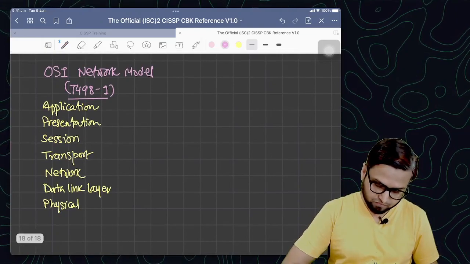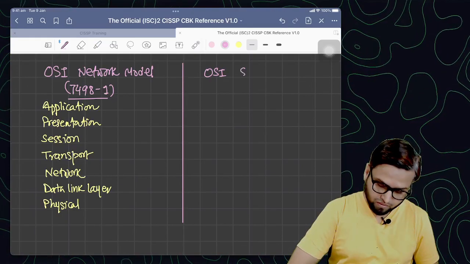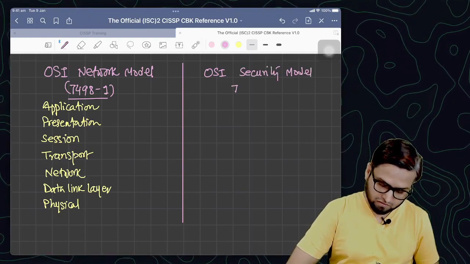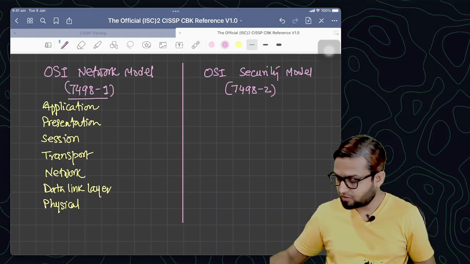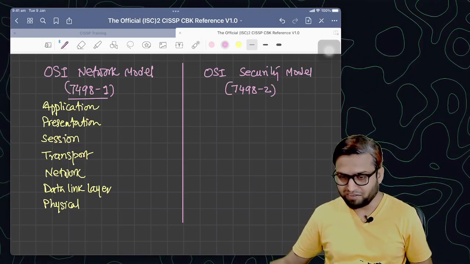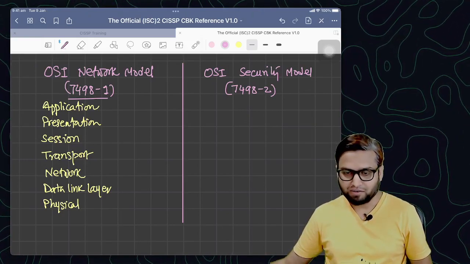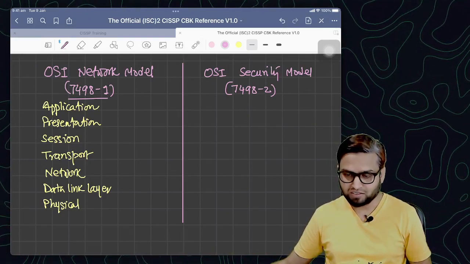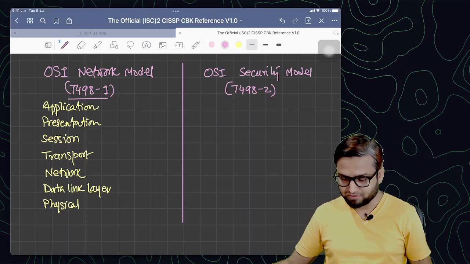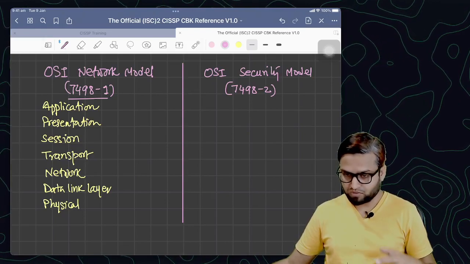Similarly, we have something which is called the OSI Security Model, and this is exactly the same number, 7498-2, right? This is something which is very less discussed in the information security domain, because it's not required any time in our discussion. Whereas the OSI network model is a basic foundation to understand the networking stacks and different networking protocols, right? If we don't say the OSI security model, we also kind of develop the same kind of understanding.